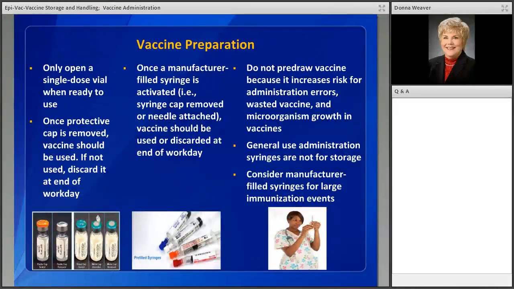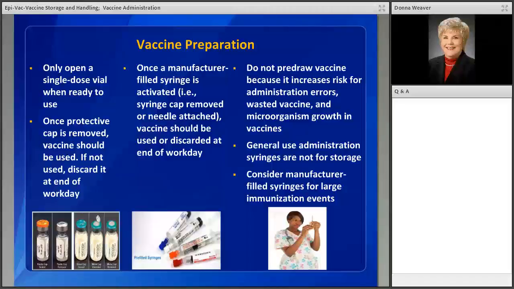When you remove the dust cover and expose the rubber diaphragm or stopper on a single-dose vial, you should use that vaccine or discard it at the end of the workday, because you cannot always tell if the diaphragm or stopper has been punctured by someone else once the cover is off. And remember, single-dose vials do not contain a preservative. They are meant for single entry, single use for a single patient.